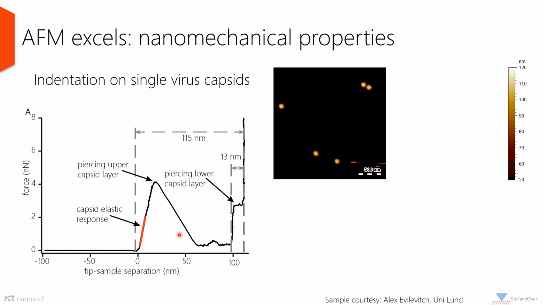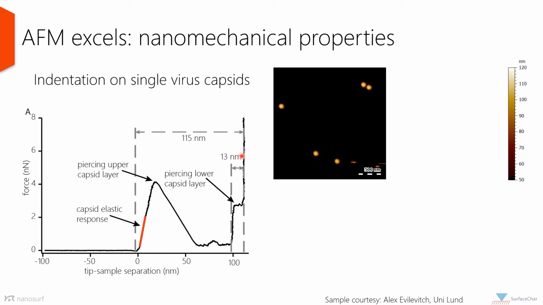The force drops and we continue approaching the cantilever towards the surface, and at some point we touch the lower surface of the capsid from the inner side of the capsid. We again apply a force. At some point we see a plateau. This is when we break through this protein layer and finally touch the glass.